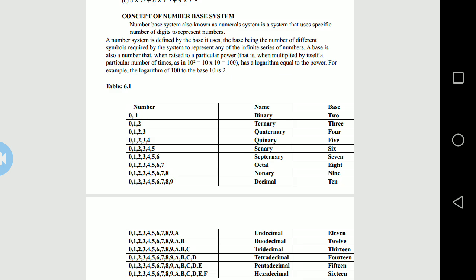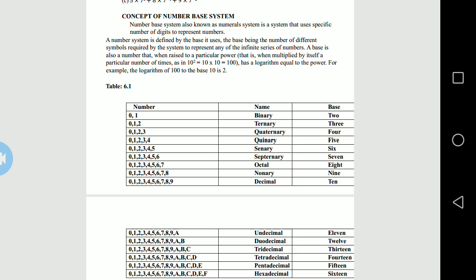When we talk of an infinite series of numbers, we are referring to an endless series of numbers. A series of numbers is usually 0, 1, 2, 3, 4, 5, 6, 7, 8, 9, and so on and so forth. And you say infinite means endless series of numbers.